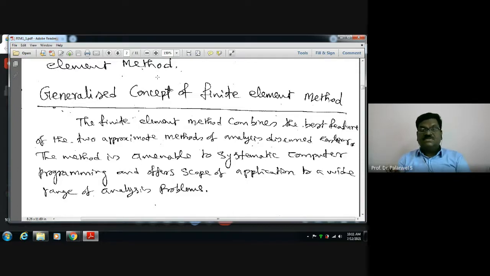The method is amenable to systematic computer programming. That is the beauty of the finite element method: it is convenient to write systematic computer programs, and it offers scope for application to a wide range of analysis problems in various fields of engineering: civil engineering, structural engineering, mechanical engineering, mining engineering, even electrical engineering, chemical engineering, textile engineering, and many other branches. It is used in many places.